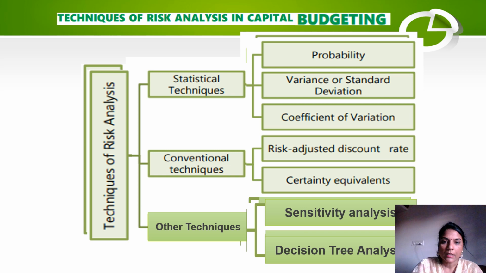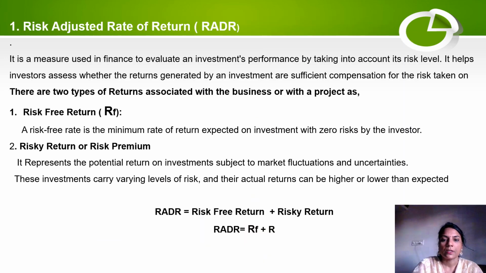Under the statistical technique we have probability, standard deviation or coefficient of variation, while conventional techniques include the risk adjusted discount rate approach or certainty equivalent approach. So RADR approach is a conventional technique. In this video I will be discussing in detail the risk adjusted discount rate approach. Other techniques include sensitivity analysis and decision tree analysis.